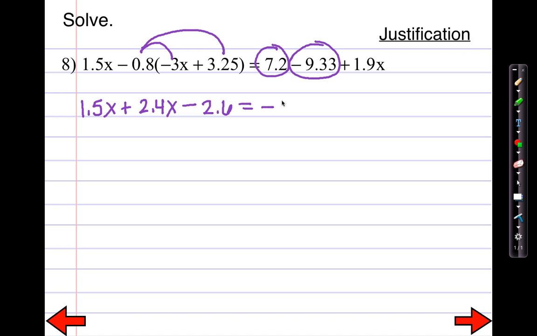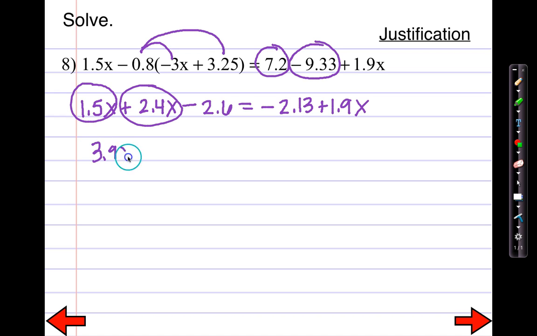Well, I would say there is 2 and 13/100 more negatives. And I'm just going to go ahead and bring down the plus 1 and 9/10 x. Now at this stage, what should I do? I think combining these like terms might be a good idea. 1 and 5/10 plus 2 and 4/10 is going to give me a total of 3 and 9/10 x minus 2 and 6/10 equals, there's nothing else I can do on this side, so I'm just going to bring it down.